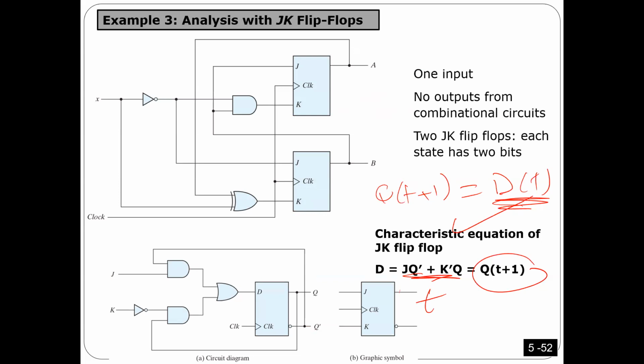Actually, it's the same thing I did here. I calculated the input of D and just plugged it into this equation. But here it's easy because Q is equal to D. But here it's not. Okay. This is exactly what I'm going to do.